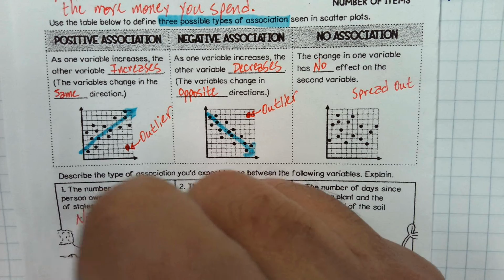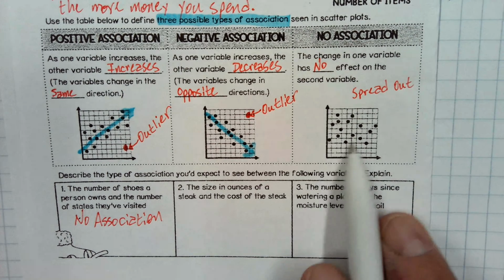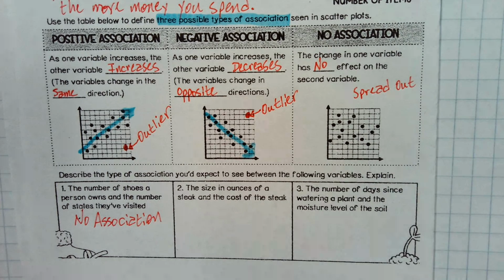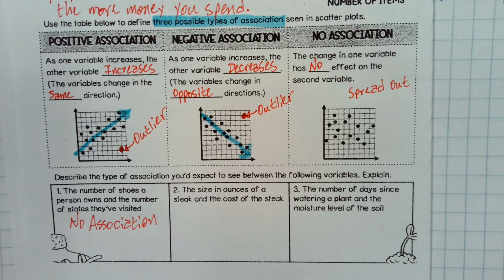So if we were to graph these, if we surveyed a bunch of people, asked them, how many shoes do you own? What states have you visited? The graph would look something like this one, the no association. Okay. Let's look at number two. Number two, the size in ounces of a steak and the cost of the steak.